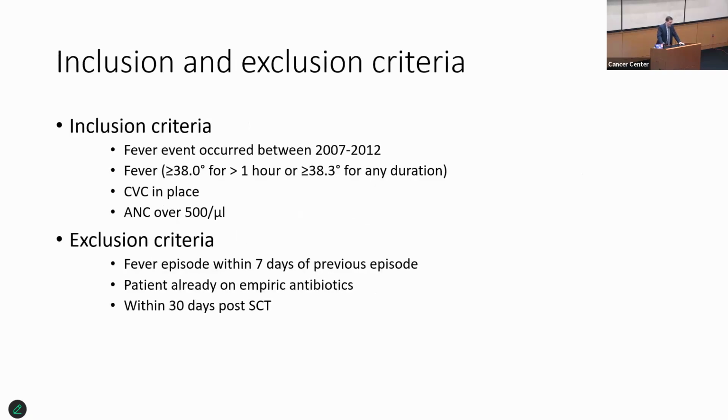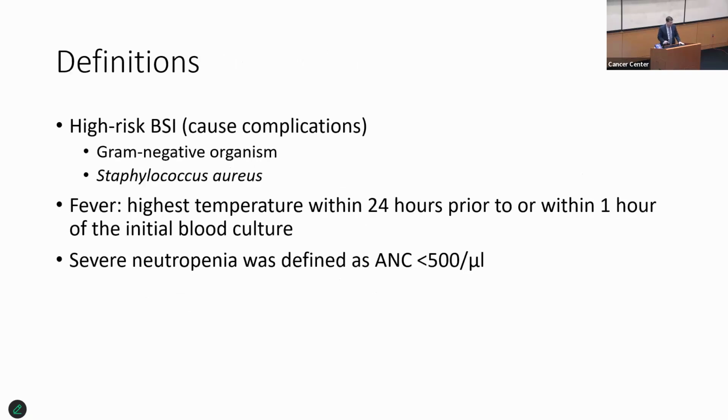The inclusion criteria were that they had to have a fever. We defined a fever as a temperature over 38.0 sustained for an hour, or 38.3 for any duration. They had to have a CBC in place and an ANC over 500. We excluded episodes that occurred within 7 days of a previous episode, people already on empiric antibiotics, or people within 30 days post-stem cell transplant.